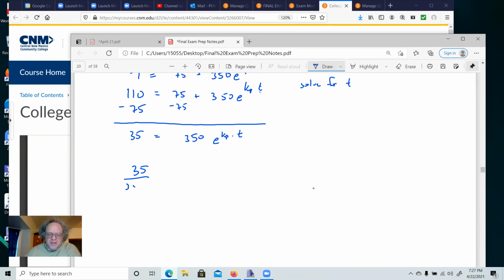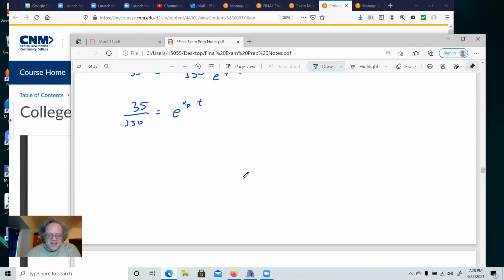35 over 350 equals e to the kp times t. Look at that. That's 35 divided by, right, this is 35 over 35 times 10. That cancels. So we just get 1 over 10 equals e to the kp times t.